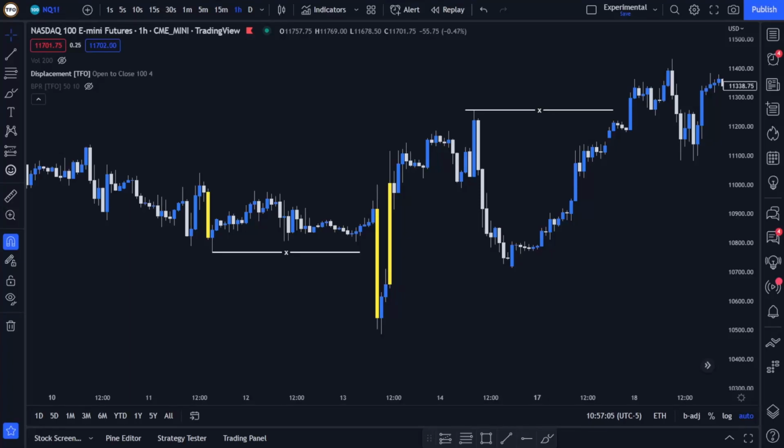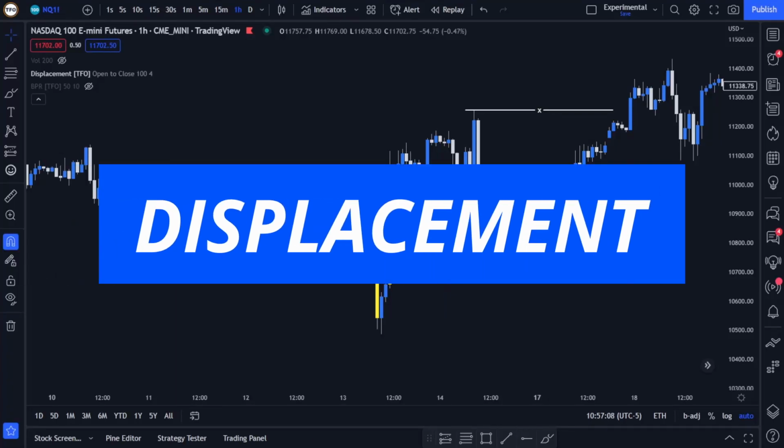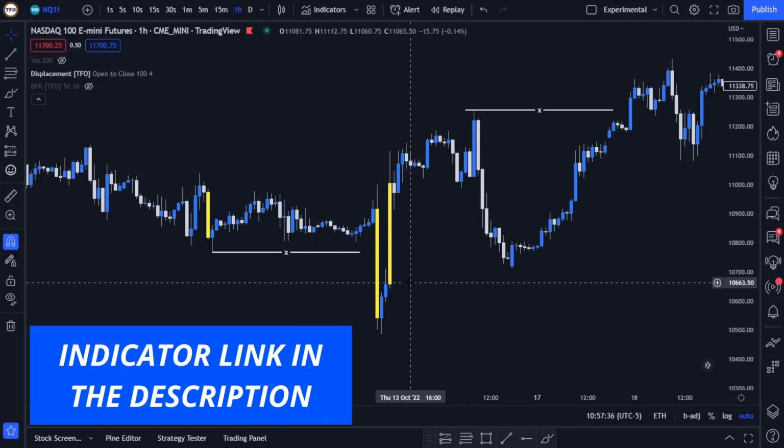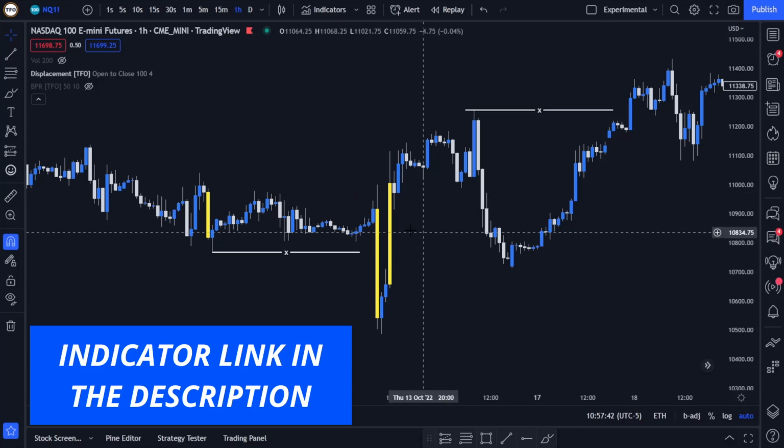Hey everyone, I just wanted to make a quick video on displacement and where it can be applied in your trading. So I have an indicator on here that's just showing me significantly large open to close candles, or large body candles, and that's what's being highlighted in yellow.